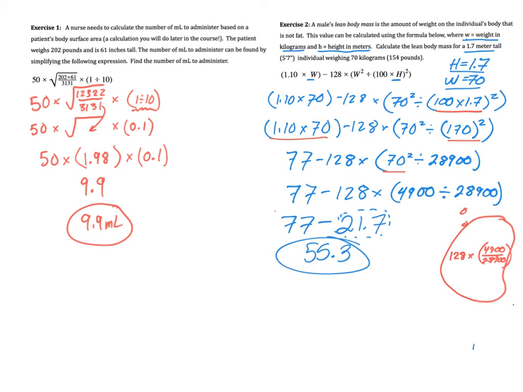To finish up this problem, let's think back to what this 55.3 represents in this problem. We just found this individual's lean body mass, which is the amount of weight on the individual's body that is not fat. So we are given 55.3. This is the amount of weight, and we would want to go back to double check, is this the weight in kilograms? Is this weight in pounds? We would want to research a little bit more about this formula to confirm what is the unit on our 55.3.